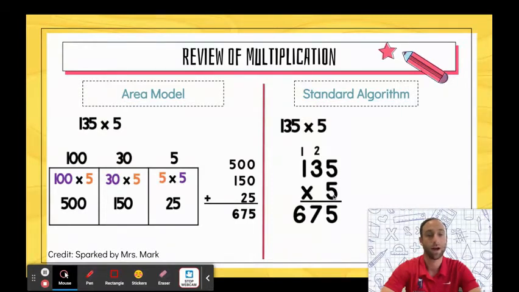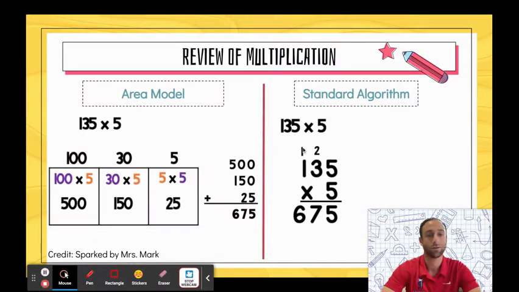Now I'm going to do 5 times the 3 in the tens place. 5 times 3 is 15. And now I'm going to add 15 plus the 2 that I regrouped. So 15 plus 2 is 17.